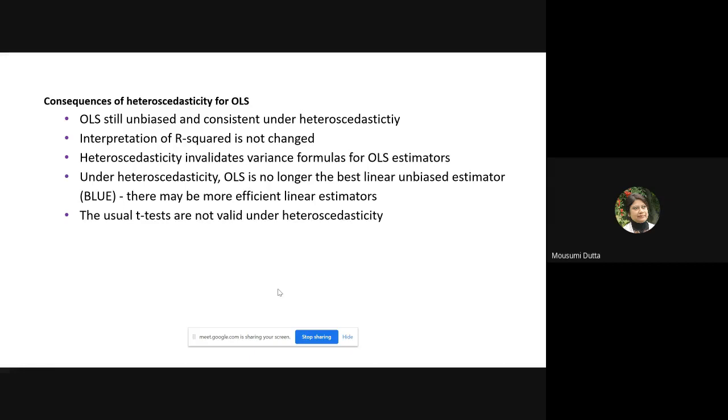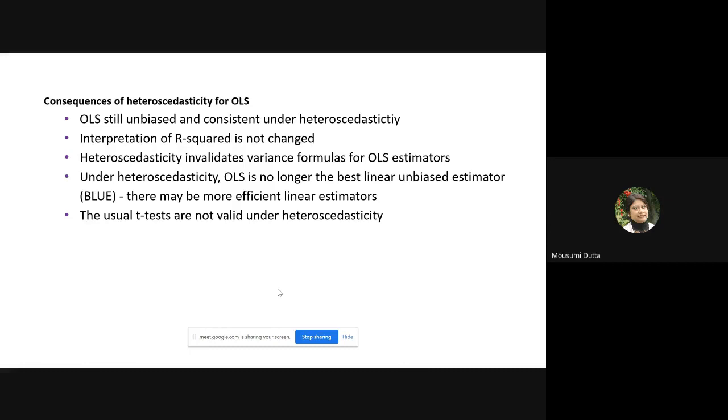So if I jot down the consequences of heteroscedasticity for applying the ordinary least squares technique, the first consequence we are marking is: OLS is still unbiased and consistent under heteroscedasticity. We will show it. Interpretation of R square is not changed. That is the measure of goodness of fit. That will also remain unchanged. The interpretation will remain unchanged.